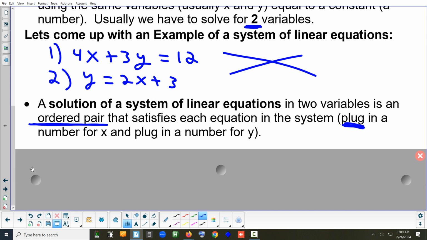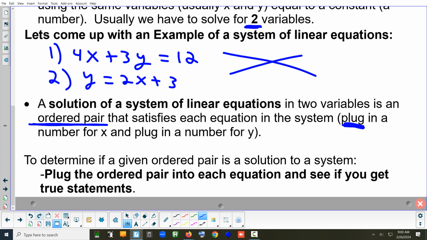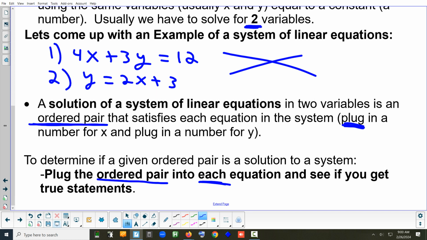All right, so then the last bullet, it says to determine if an ordered pair is a solution to a system. You're going to write down what's in bold. You're going to plug the ordered pair, again, that's what you have to figure out, the numbers, into each equation. You're going to have two. You have to plug them into each equation. And you're going to see if you get true statements.